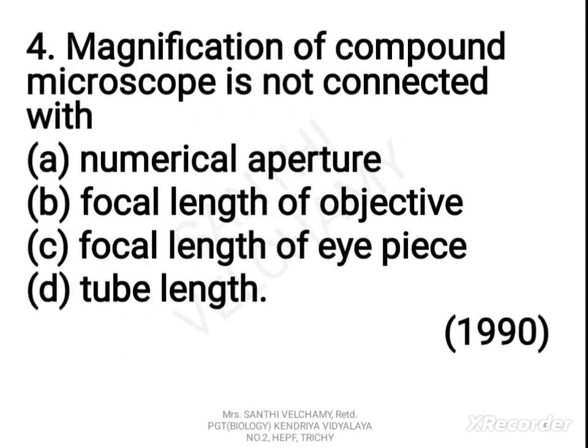Magnification of compound microscope is not connected with A. Numerical aperture, B. Focal length of objective, C. Focal length of eyepiece, D. Tube length. The correct answer is A. Numerical aperture. The magnification of compound microscope is not connected with numerical aperture. The magnifying power is represented by the symbol X. You must have seen it on lenses. The total magnification of a microscope is obtained by multiplying the objective power magnification and ocular lens magnification. That is, if the magnification power of an ocular lens is 10x and objective is 40x, then the total magnification power of the microscope is 10 multiplied by 40 equal to 400x.